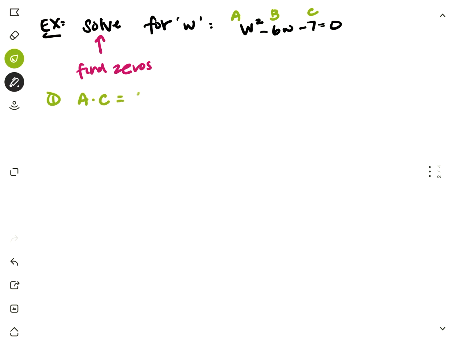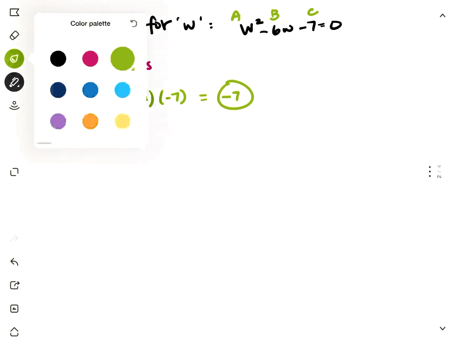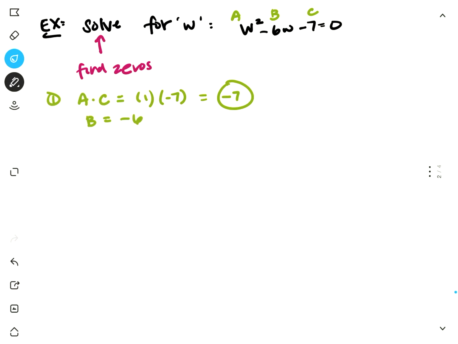In our case, we don't have an a written, so that's 1. And then our c is negative 7. So we're looking at negative 7 for our a times c. And then we're also going to identify our b. Our b in this case is negative 6. Okay, so that's step 1, pretty easy. We're just identifying numbers or multiplying two of them.